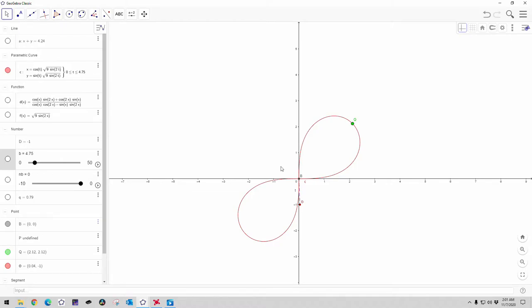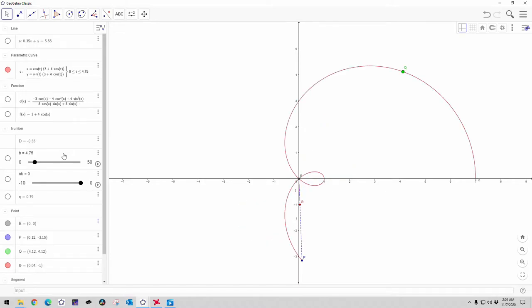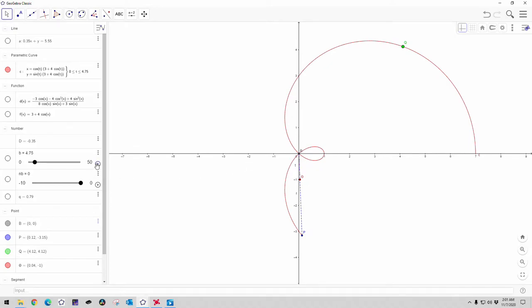Okay, we once again looked at our favorite limaçon cardioid, 3 + 4 cosine x. This time we were integrating. Let me go ahead and let him finish out his drawing here. Pretty close.